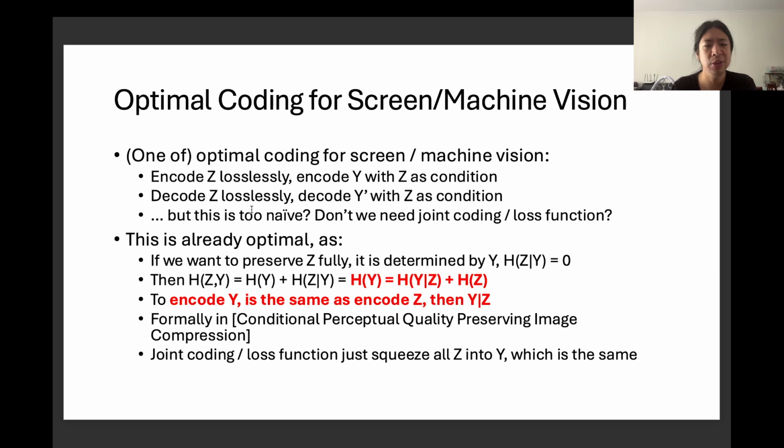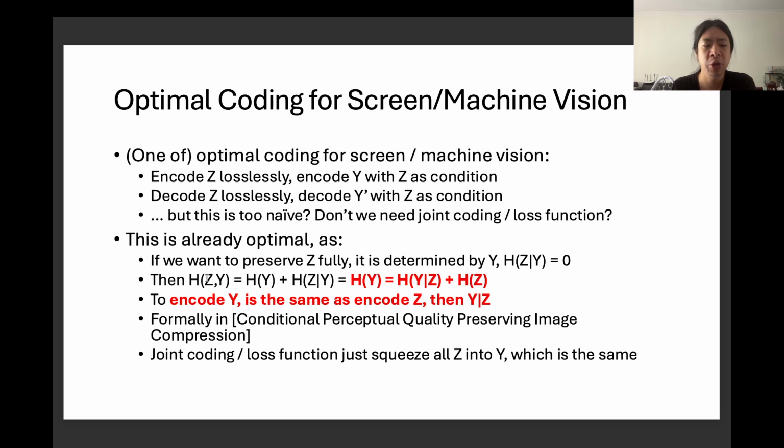But this framework seems really naive, and there are other works that use joint coding or some kind of loss function related to the inference of z. So is our naive framework really optimum? Actually, this is already the optimum coding framework. If we want to preserve the information in z fully, then z is fully determined by y, or to say, the entropy of z conditioned on y is 0.